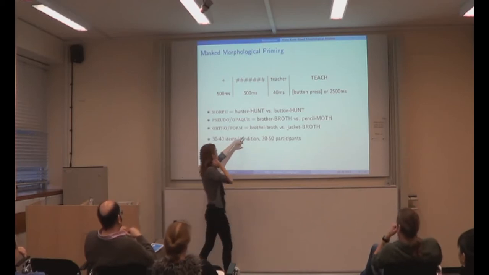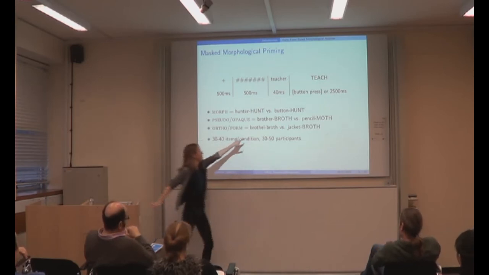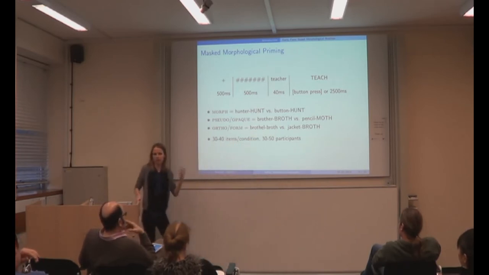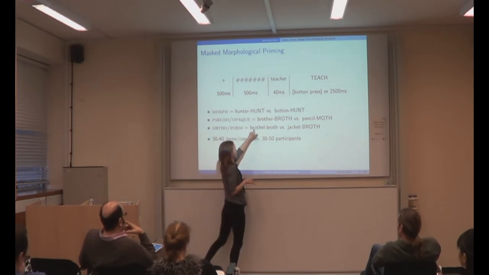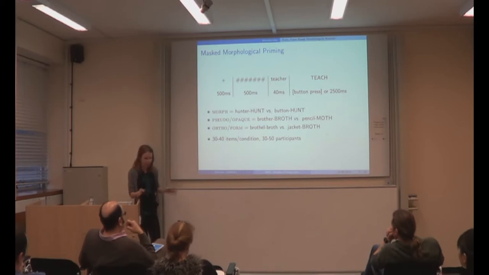And then these are compared with things like brothel, broth, where there's stem overlap of the same kind, but the el is not an actual existing morpheme in English, so there's no complete parsability. That is, this thing doesn't segment into two pieces that could plausibly be analyzed as morphological constituents.